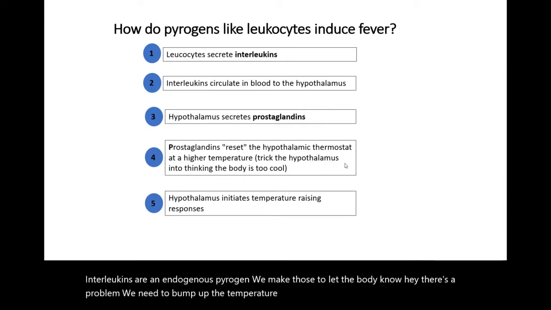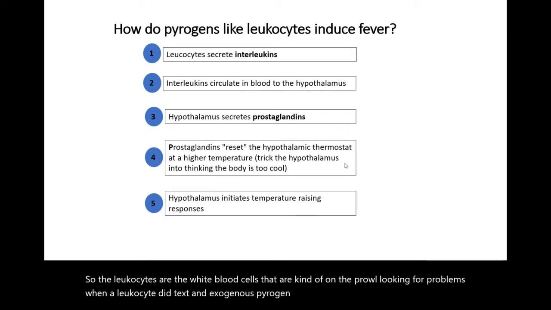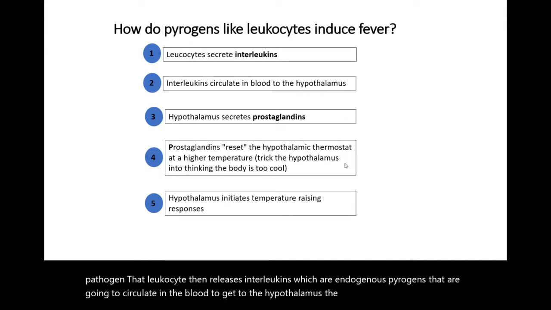Okay, so let me kind of repeat that. So the leukocytes are the white blood cells that are kind of on the prowl looking for problems. When a leukocyte detects an exogenous pyrogen, like the LPS from a gram-negative pathogen, that leukocyte then releases interleukins, which are endogenous pyrogens that are going to circulate in the blood to get to the hypothalamus, the body's thermostat.